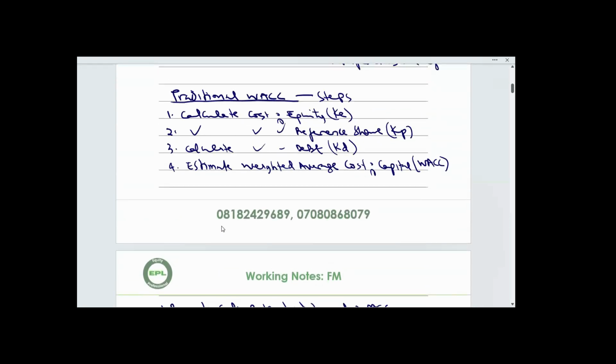Now, let's talk about when you want to calculate the cost of capital. I've told you there are 4 procedures that you are going to carry out. The first step is to calculate cost of equity. Step 2, you calculate cost of preference share. Step 3, you determine the cost of debt. Then step 4, you estimate the weighted average cost of capital. I'll be explaining each procedure for calculating WACC one after the other. So let's start with cost of equity.